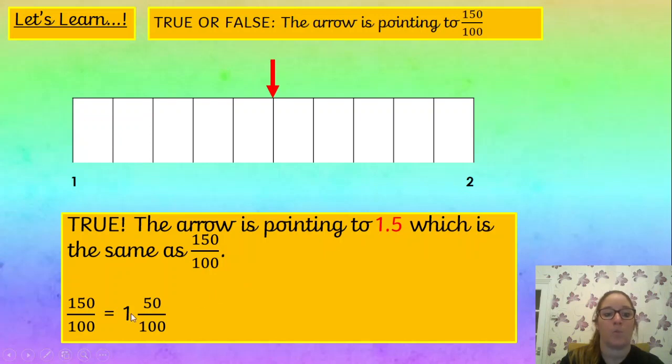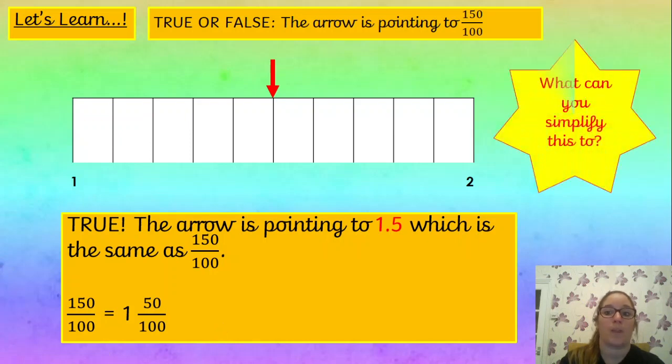Okay, so we've got 150 over 100. So that is true. Oh, I've already answered your question for you. So what can you simplify this to? I've already asked.